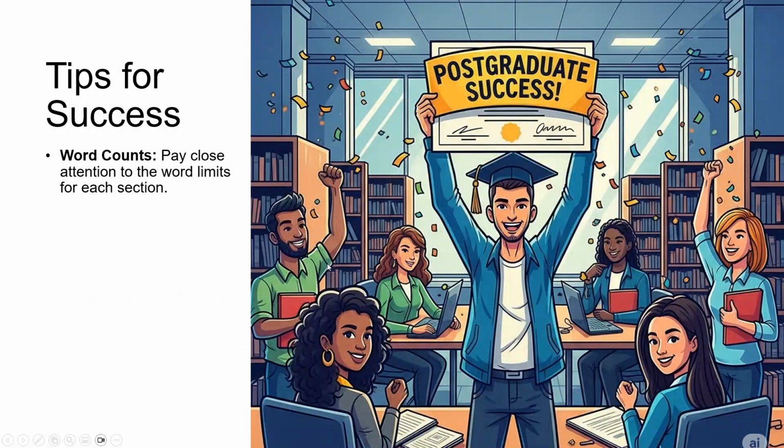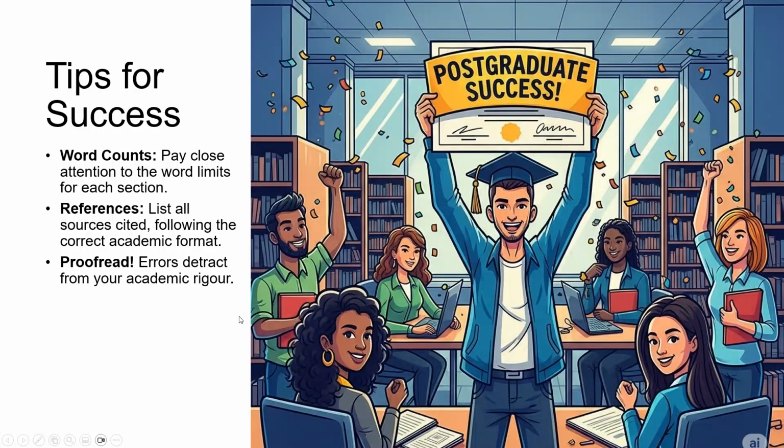So, a few other tips for success. Watch out for word counts. Pay close attention to those for each section. Make sure you add in-text citations and your full references listed at the end. Of course, in the most suitable, correct academic format. Usually, Harvard referencing style is used for STEM, i.e., science, technology, engineering, and maths subjects, for example.